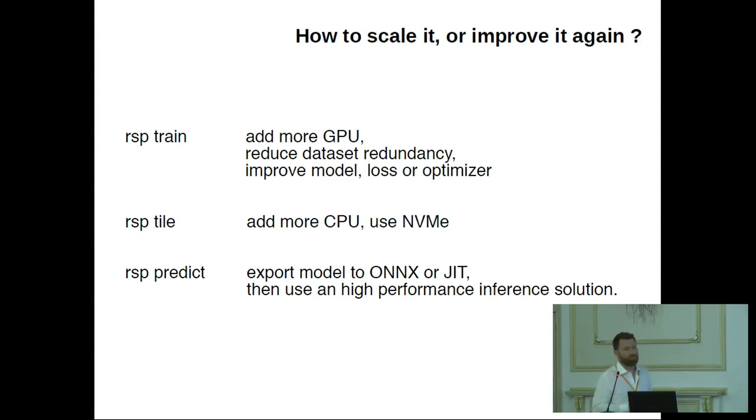About the tiling, right now you can add more CPU because the scale is related to the number of cores you have, or use something to reduce the latency, for instance NVMe. And about the predict, right now the prediction is performed by PyTorch, but you can export it to ONNX or to TorchScript, and so have the ability to use something else to perform the inference. Since you do that, you can choose your own solution and, for instance, switch to C++ to be able to do it even quicker.